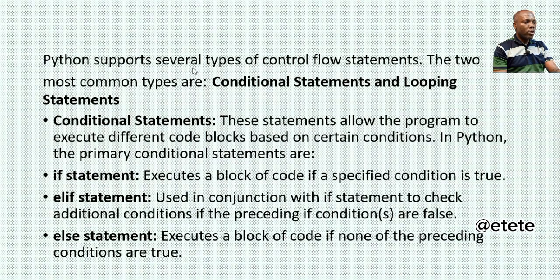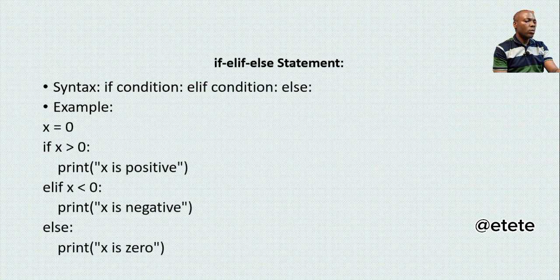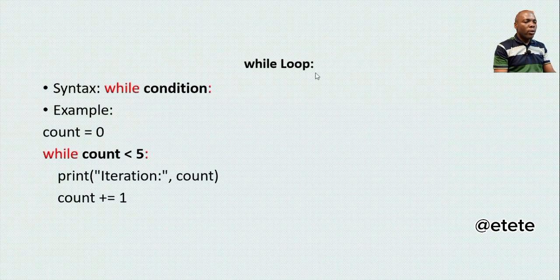I told you here that Python supports several types of control flow statement. The two most common types are conditional statement and looping. So I've shown you the various types of conditional statement. Now we are going to look at the loop. So we have the while loop, and the syntax for this while loop is while condition.